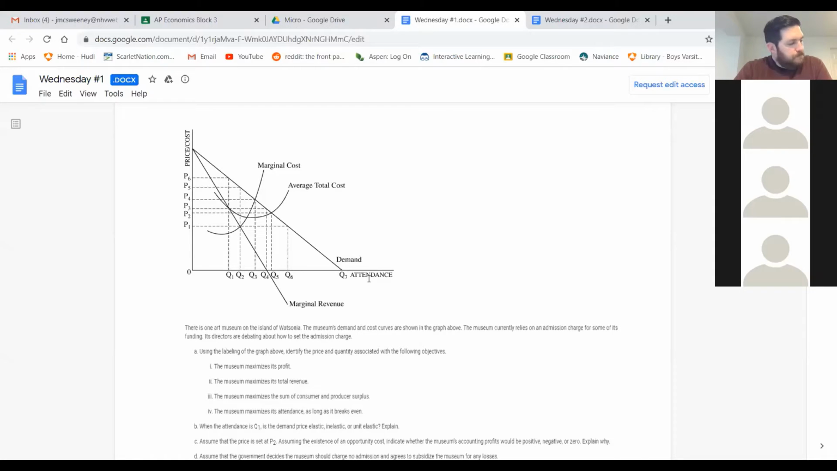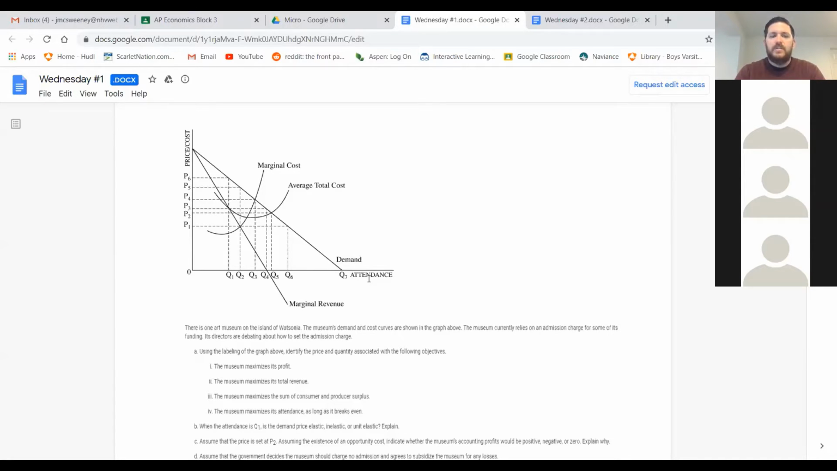All right. C, assume that the price is set at P2. Assuming the existence of an opportunity cost, indicate whether the museum's accounting profits would be positive, negative, or zero, and explain why. Okay, this is a tricky question. They're trying to trip you up, right? Immediately, most of us are like, oh, okay, we look at it at P2. Well, P2 is where price is equal to average total cost. Therefore, total revenue is equal to total cost. So our accounting profit is going to be zero.